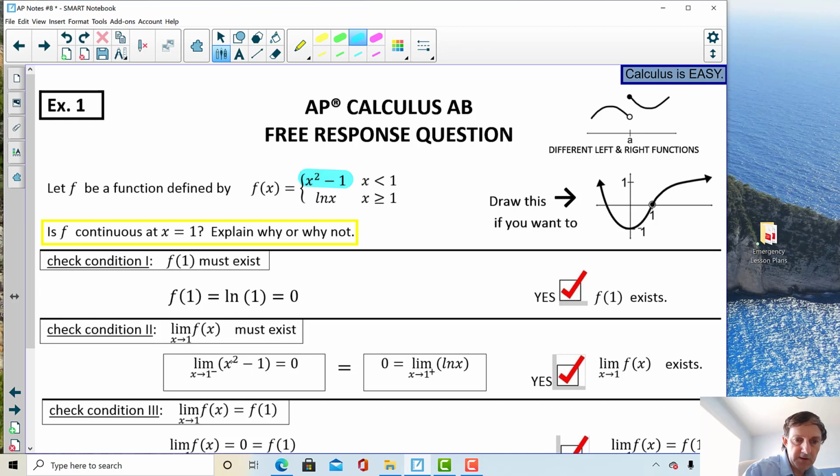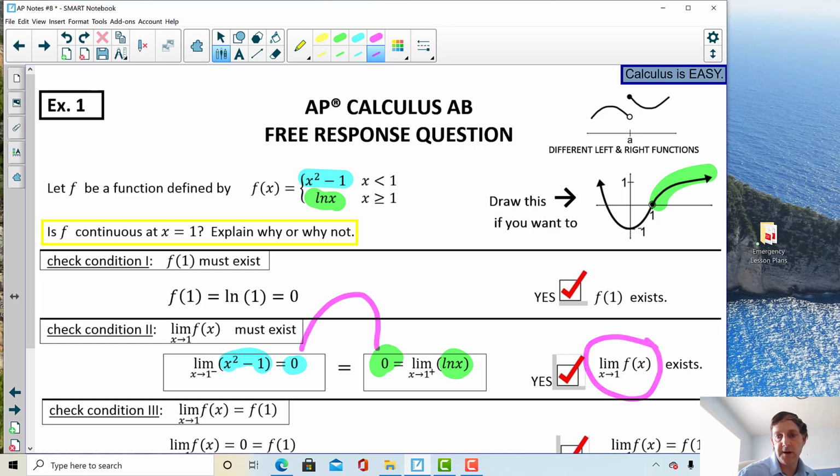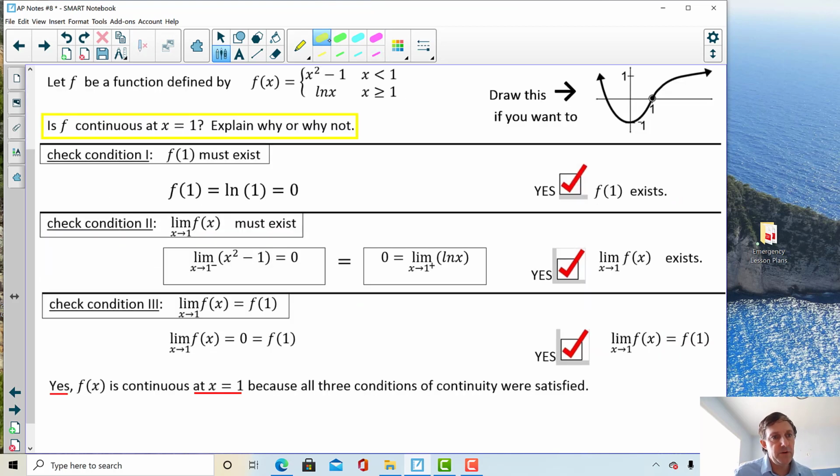So I'm going to plug a 1 into x squared minus 1, and it gives me 0. On the right side, it's ln of x. So when I'm doing the limit as x goes to 1 from the right, I have to plug into ln of x. When I plug it into ln of x, I get ln of 1. ln of 1 is 0. And because those are the same number, we can say yes, the limit as x goes to 1 of f of x does exist. Now because the first two conditions worked, we can now look at that third condition.